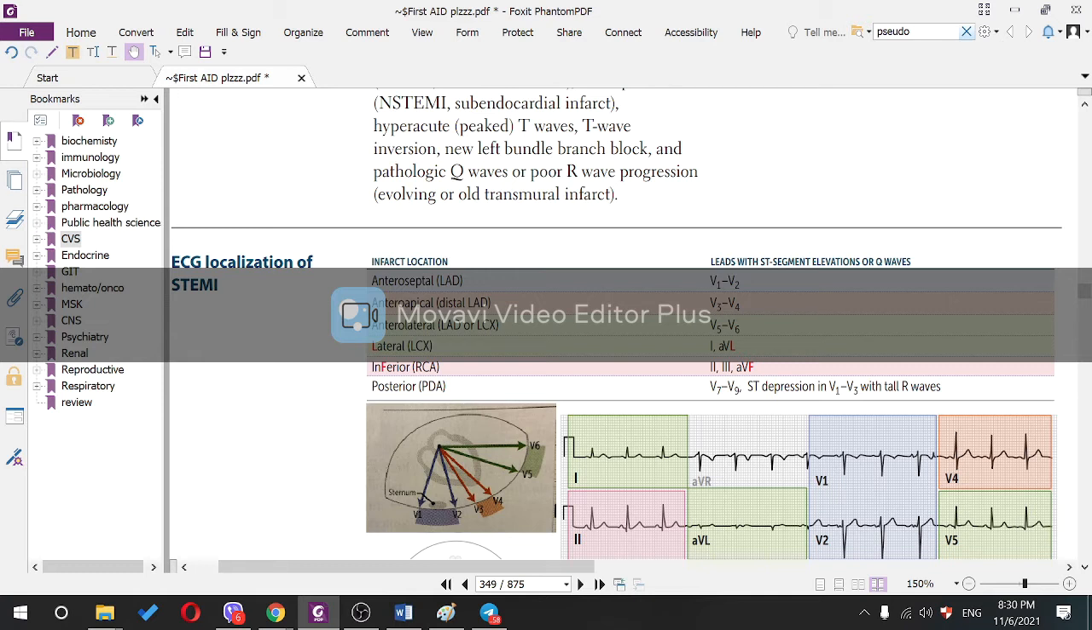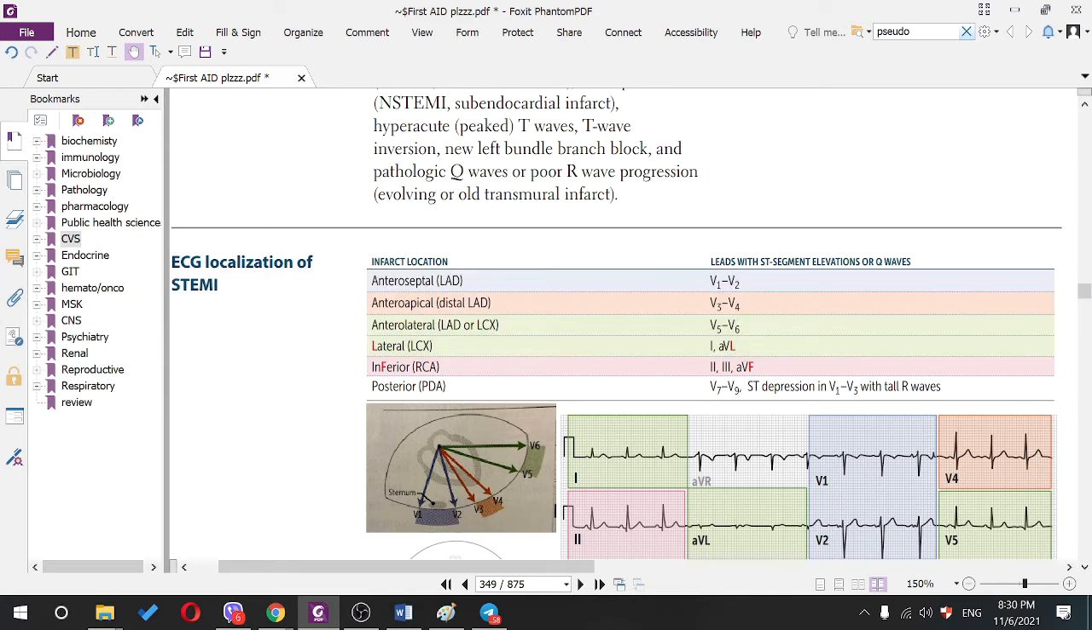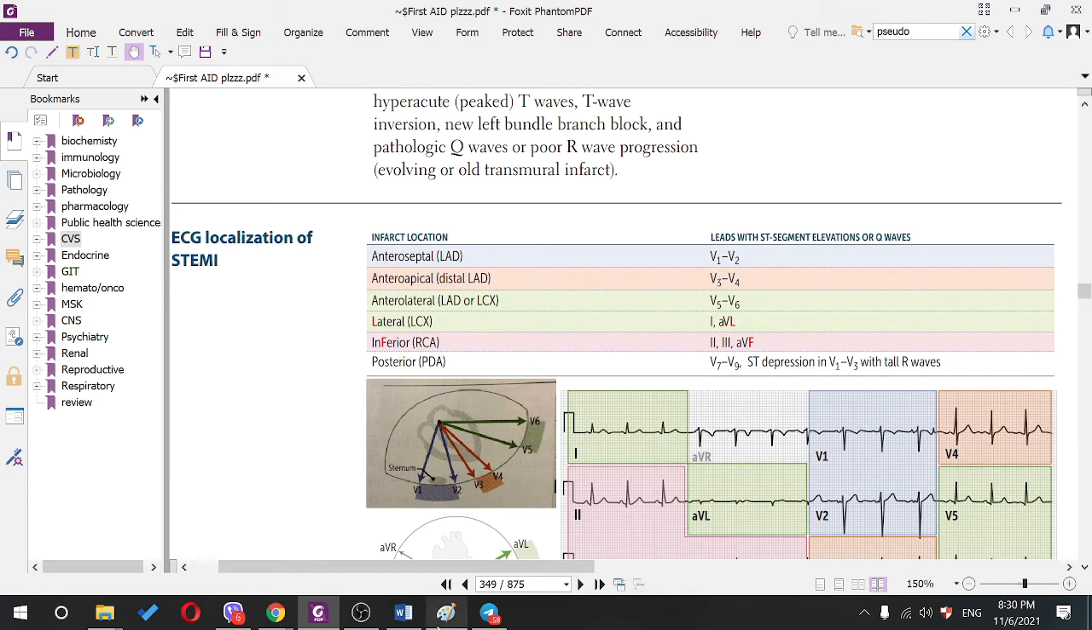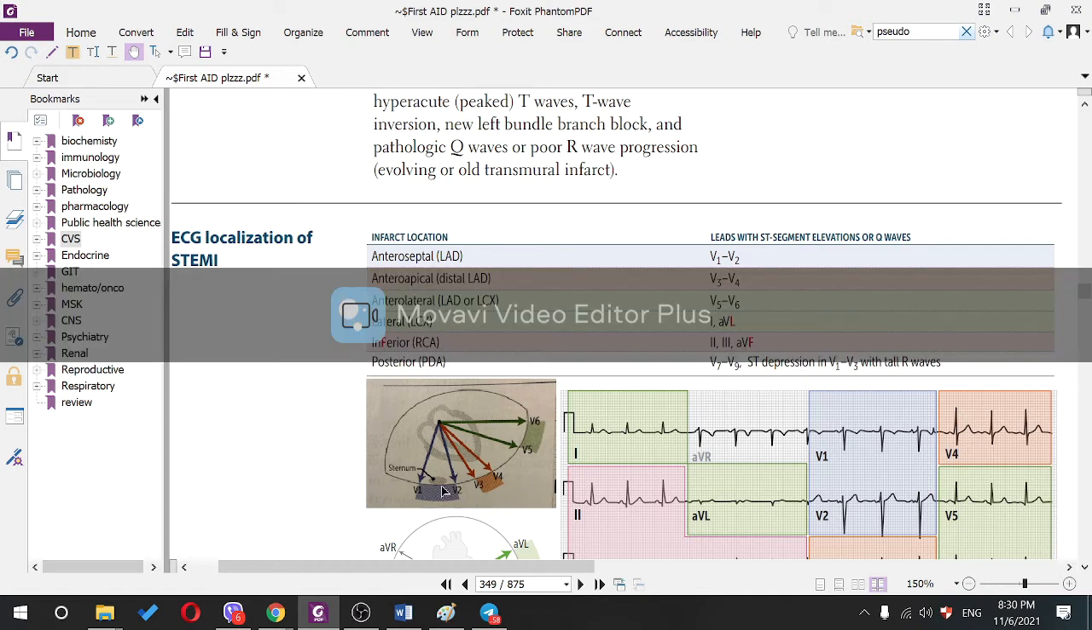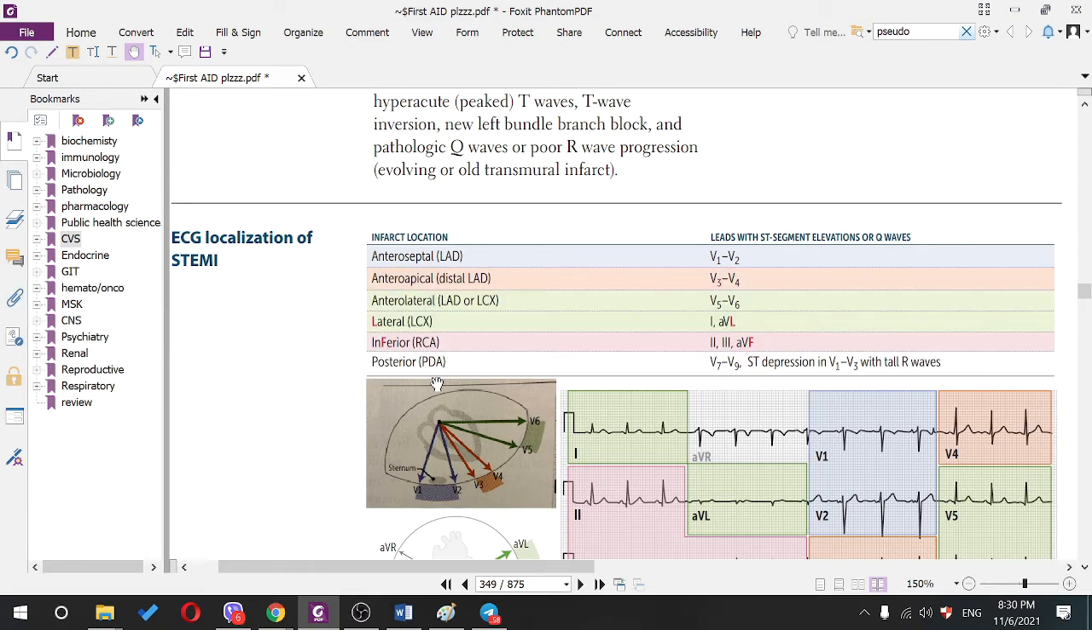How can I suspect a posterior MI? Well, if V1, 2, 3, the anterior ones, are showing you ST segment depression, you need to do V7, 8, and 9, which are located here in the back, because they can be showing an ST segment elevation on the posterior leads. Anteriorly, they show depression. Posteriorly, they will show elevation.